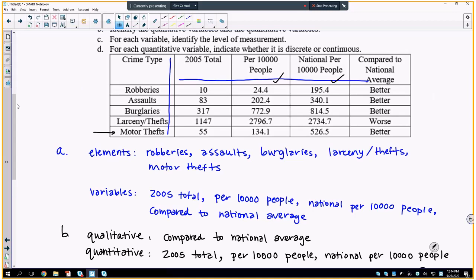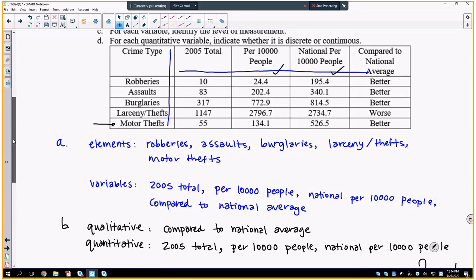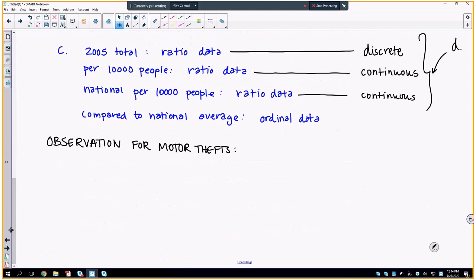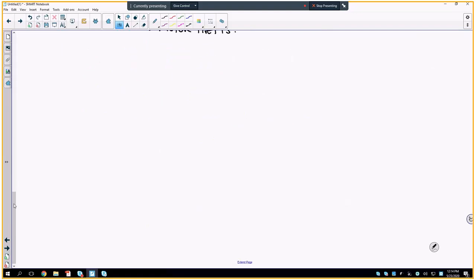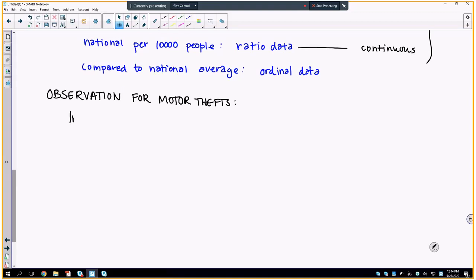And we can see that in 2005, there were 55 total motor thefts in Stillwater. So per 10,000 people in Stillwater, that's 134. And nationally, per 10,000 people, you get 526. So Stillwater is doing way better than the national average in motor thefts. So we'll say, in 2005, there were 55 motor thefts in Stillwater.